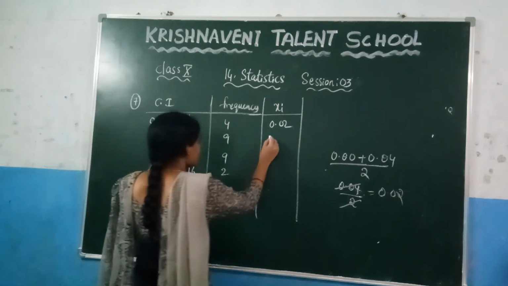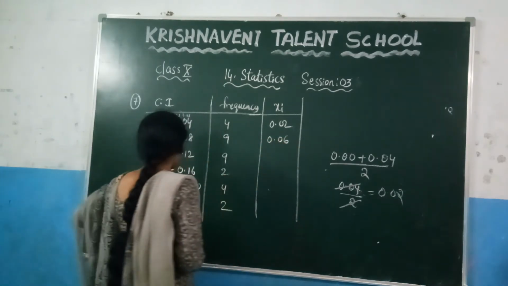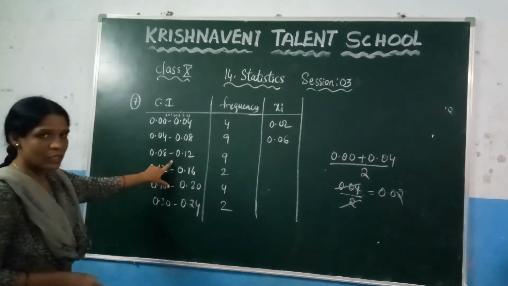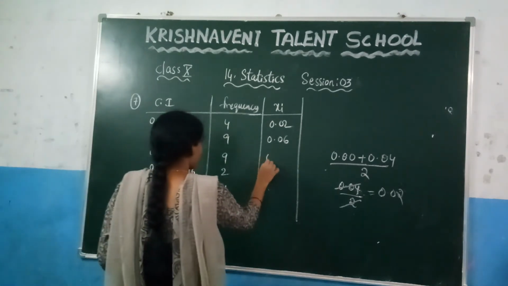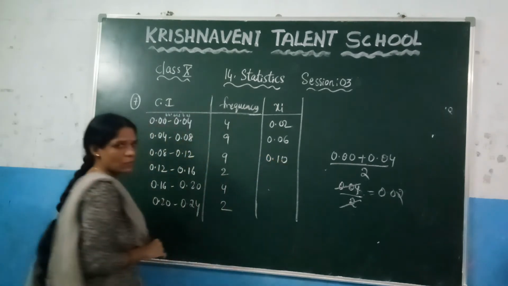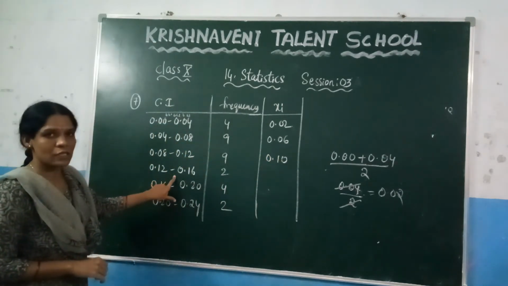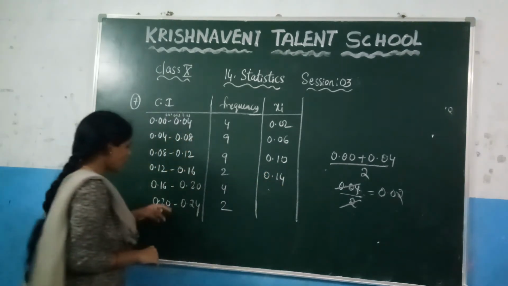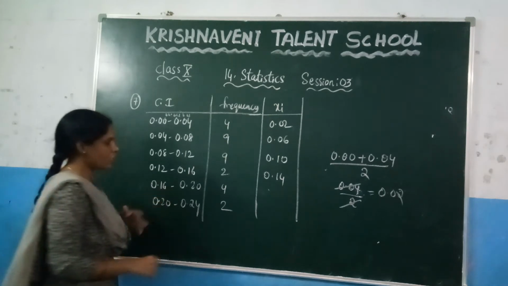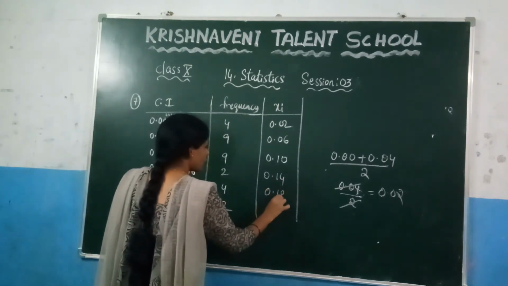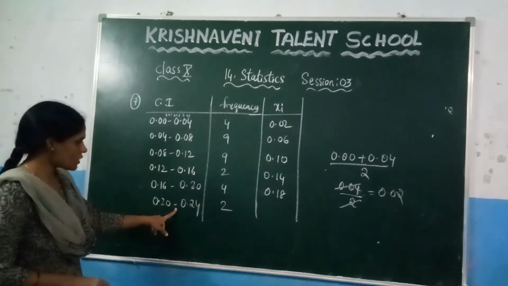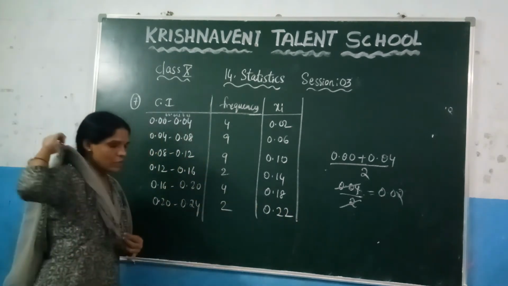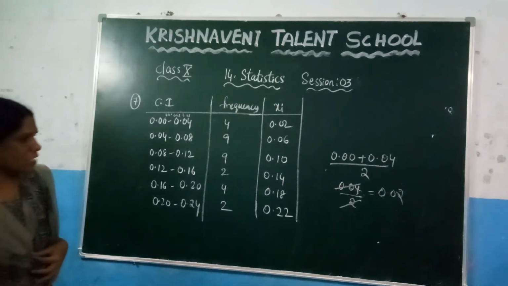Now see the next one, what is the middle term here? You know that it is 0.06, right? And after that, what is the middle term here? 0.08, 0.09, 0.10. So the next one is 0.10. And after that, what is the middle term here? 0.14. So write it here 0.14. And what is the middle term here? 0.18. Write it here 0.18. And at this point, what is the middle term? 0.22. Now we have written all the class marks.